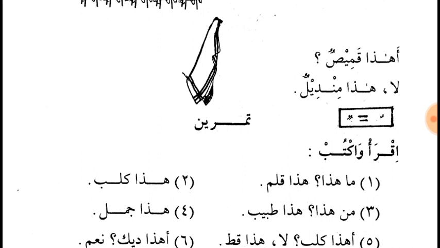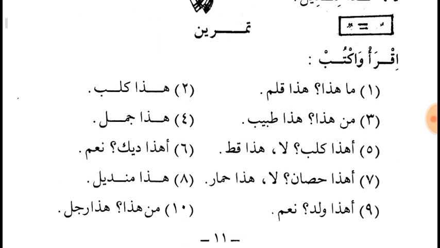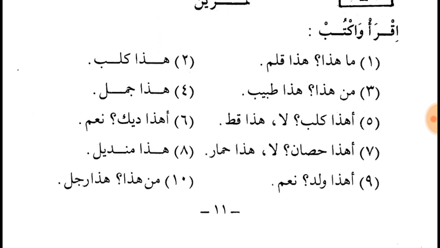Then in the box they have written the two different forms of Tanween. Tanween can be written in both these forms. Then we have Tamreen, which means exercise. Iqra waktub, read and write. Start reading these sentences.